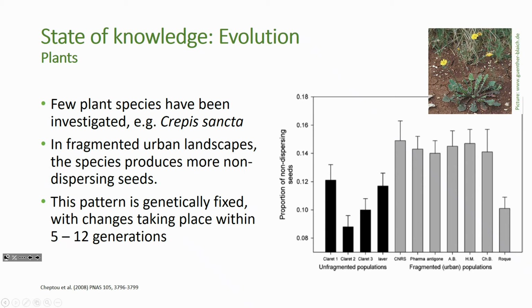And interestingly, what you can see in this diagram, what is shown in black are plants originating from non-fragmented, rural sites, and in gray you see plants originating from highly fragmented urban sites. And you see that the proportion of these non-dispersing seeds, so the ones not able to fly, but the ones that are really just dropped close to the mother plant, increases for these plants that originate from highly fragmented urban sites. And why is this the case?